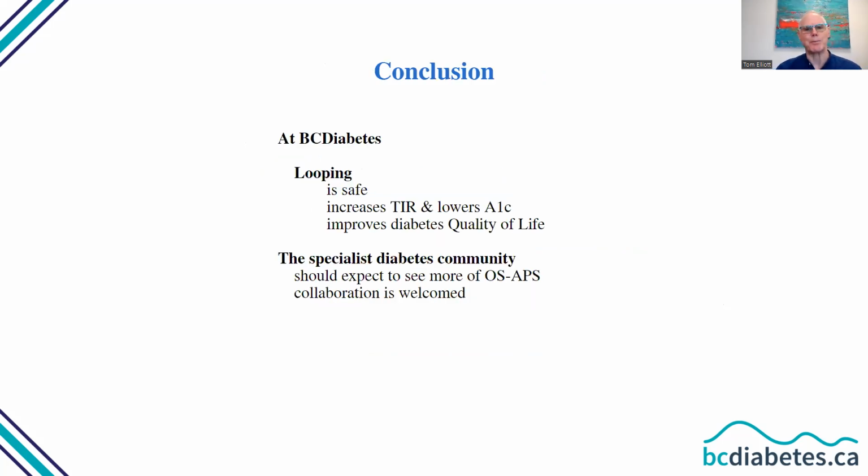So in conclusion, we've presented our data of 171 clients who are looping on open source artificial pancreas systems. We had what we consider a relatively low incidence of severe hypoglycemia, leading us to conclude that it's safe in our hands, at least. We think that the evidence that it improves glycemic control through raising time in range and lowering the A1C, we think that's incontrovertible. And we have data to suggest that the quality of life for our people who were looping was pretty good when it started and better still when they finished.